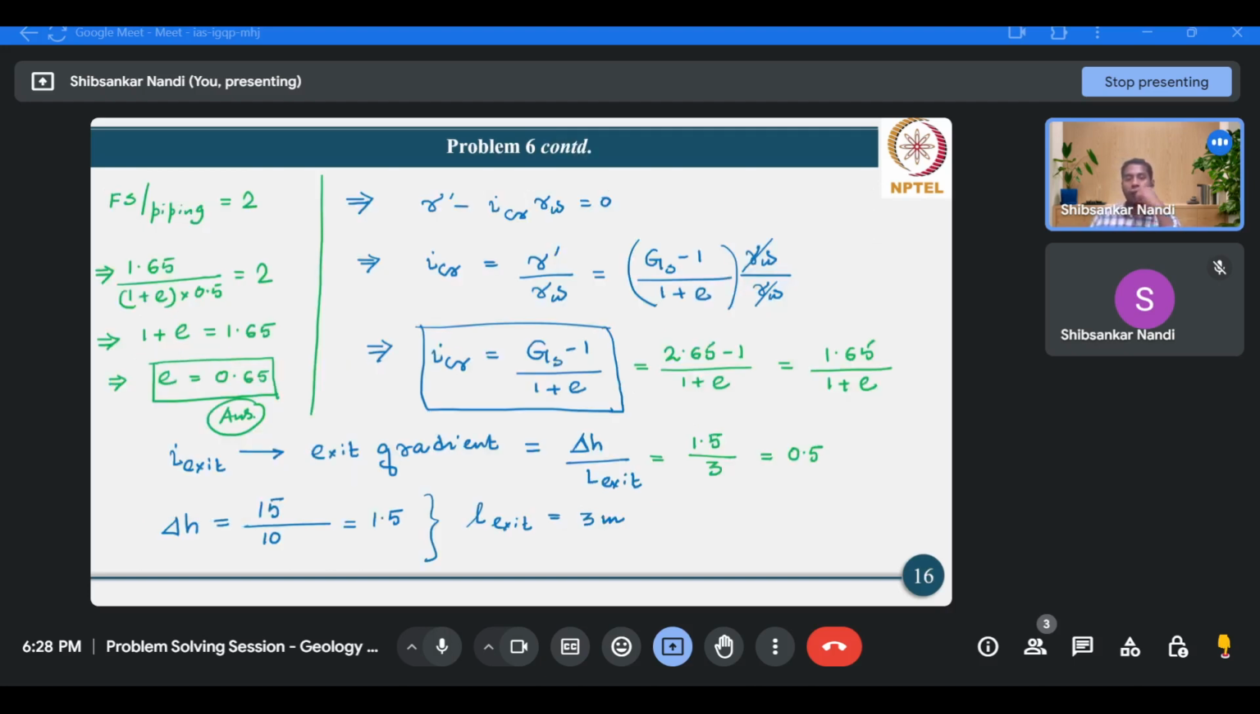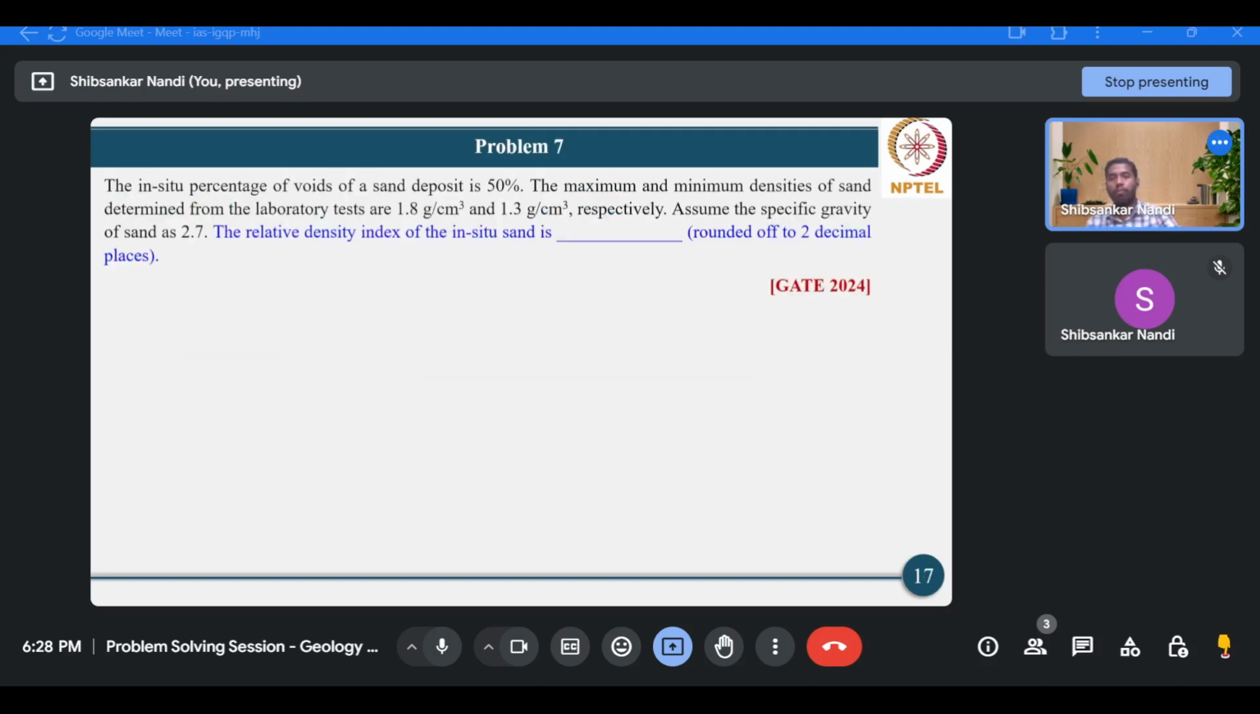And for the exit gradient, this is the ratio of delta H by L exit. Delta H is the head loss per potential drop, and L exit is the average length of the exit flow. Okay. So from this ratio, we can easily determine the void ratio of the soil. Now we'll take the next problem.